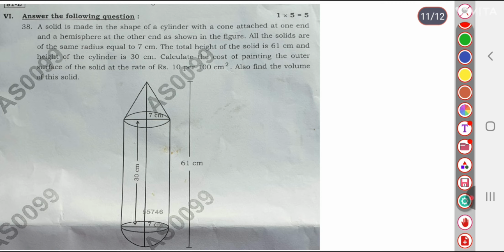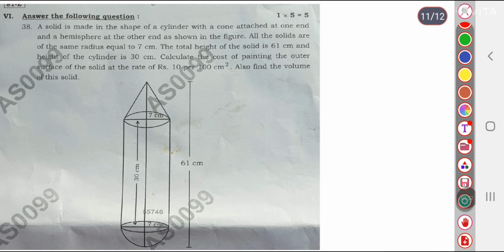Question number 38. A solid is made in the shape of a cylinder with a cone attached at one end and a hemisphere at the other end as shown in the figure. All the solids are of the same radius equal to 7 centimeter. The total height of the solid is 61 centimeter and the height of the cylinder is 30 centimeter. Calculate the cost of painting the outer surface of the solid at the rate of 10 per 100 centimeter square. Also find the volume of the solid.